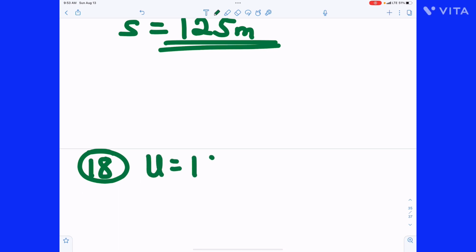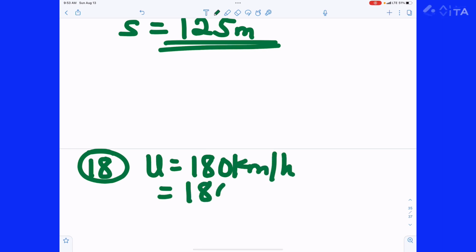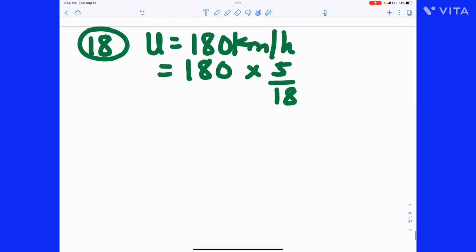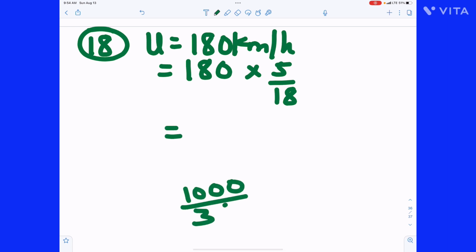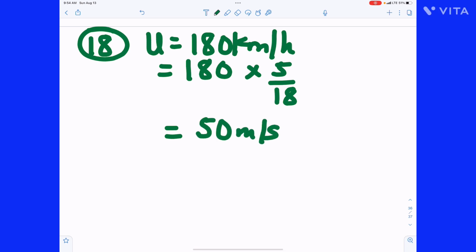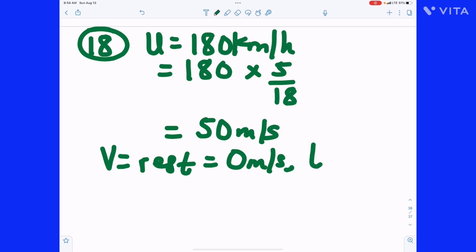An aeroplane lands on the runway with a velocity of 180 kilometers per hour. Straightforward. Let's change 180 to meters per second. That gives what? 180 times 5/18. We got 5/18 from 1,000 over 3,600 earlier. So that gives what? 50 meters per second. That's our initial velocity. It was brought to rest. That means the final velocity was 0 meters per second. Everything happened under 30 seconds.